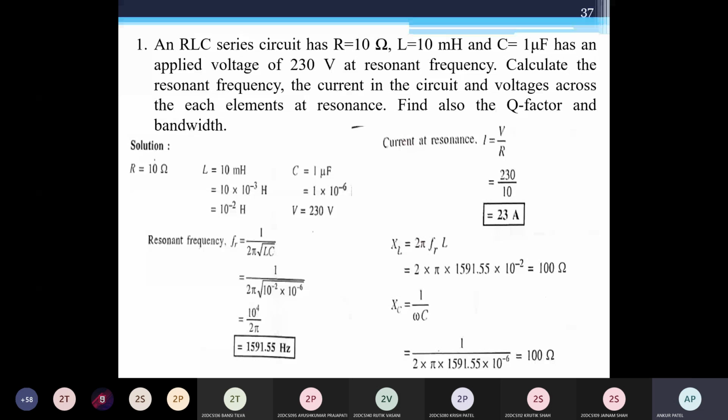Sir, where are the Q factor and bandwidth used in real life? Bandwidth you can generally see in the mobile. For the mobile tower, a particular frequency range is decided.